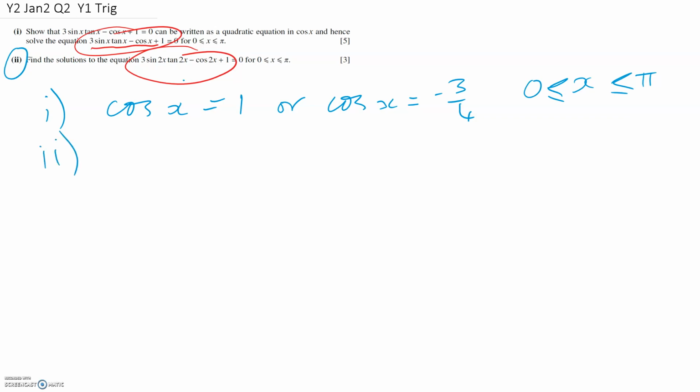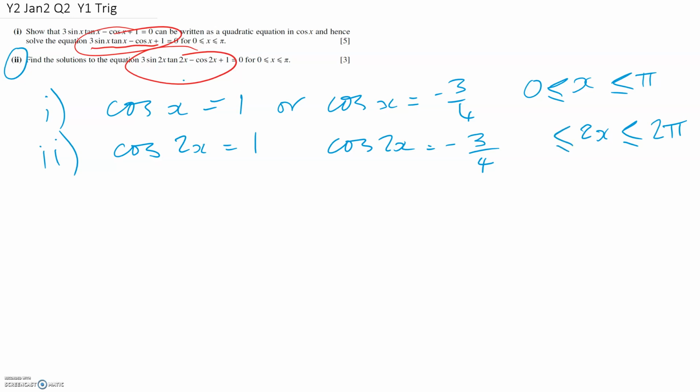So in question 2, everything is exactly the same. It's just that this time we want to replace all the x's with a 2x. So we will have cos 2x equals 1, and cos 2x equals minus 3/4. We have to replace the range with a 2x as well, so our range for 2x will be between 2 pi and 0.